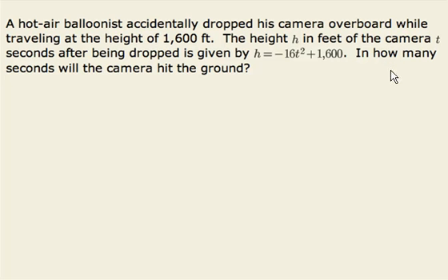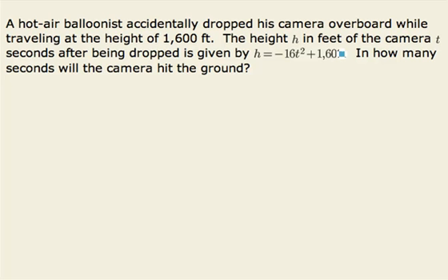A hot air balloonist accidentally dropped his camera overboard while traveling at the height of 1,600 feet. The height, h, in feet of the camera, t seconds after being dropped is given by this equation: h equals negative 16t squared plus 1,600. In how many seconds will the camera hit the ground?